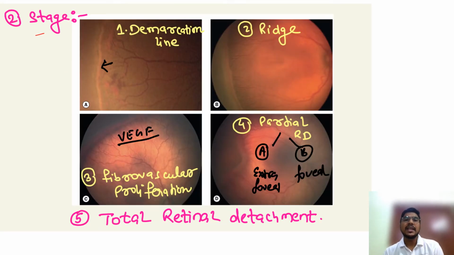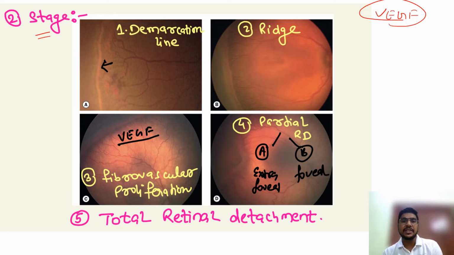Coming to the second point, that is stages. There is a sequence of events that takes place after ROP. I have told you that VEGF will increase in amount, causes the immature blood vessels to develop, and then the sequence of events takes place.